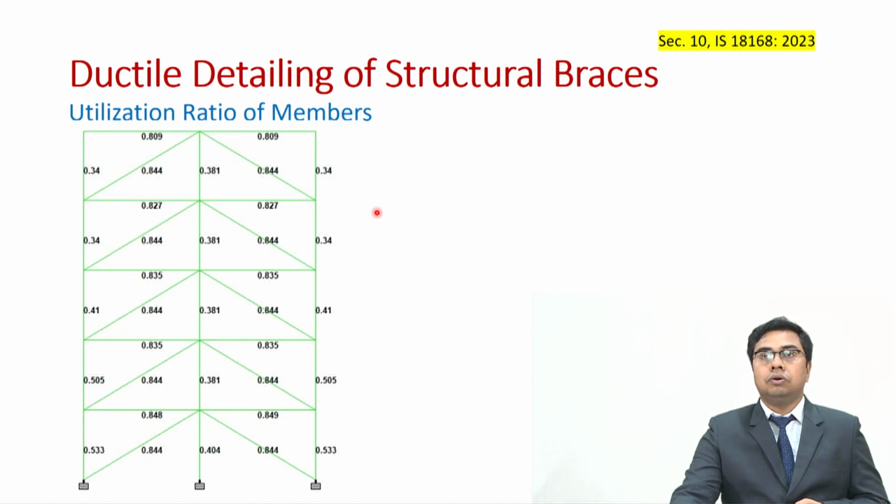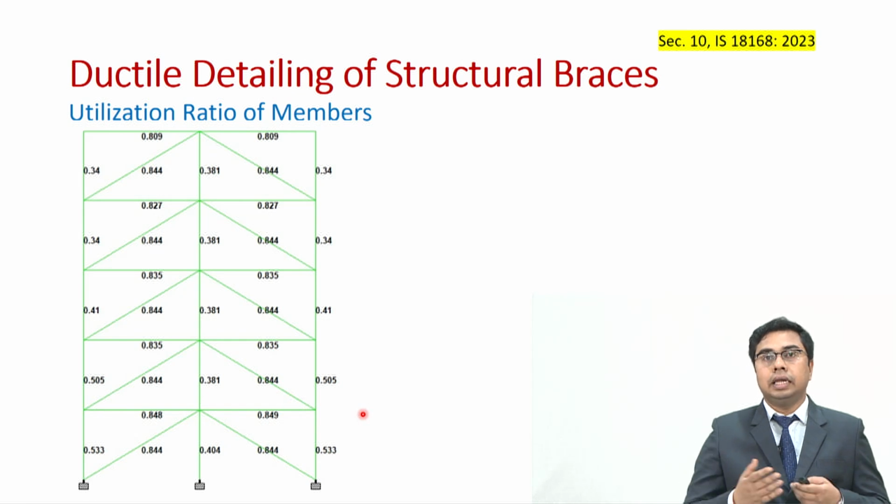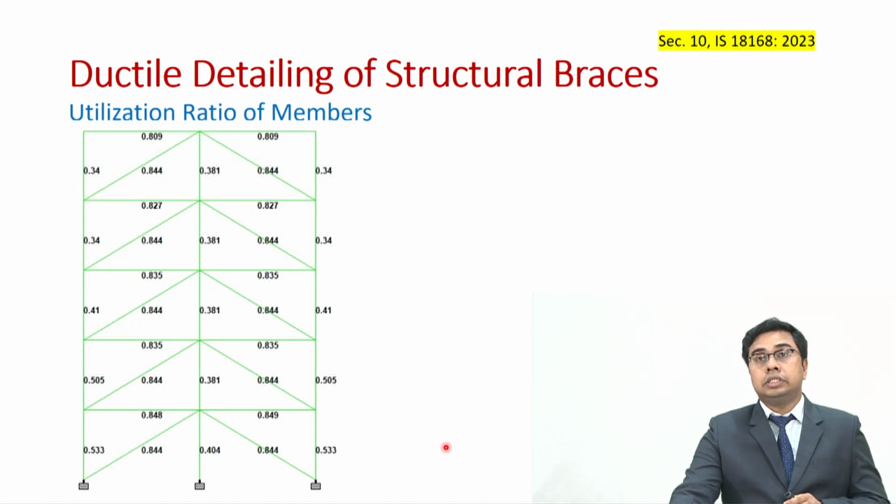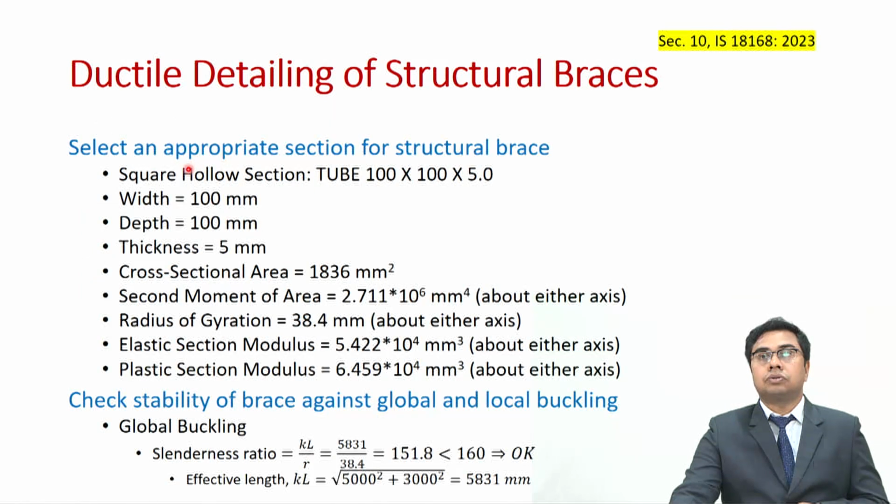Once we are sure that all these members are structurally safe as per IS 800, because our STAAD.Pro is following IS 800 regulations and giving us a utilization ratio less than 1, we should also check whether the brace satisfies the guidelines provided for ductile detailing in IS 18168. In this case, we have utilized a square hollow section which is given as tube 100 by 100 by 5. How do you decipher the details of this section?